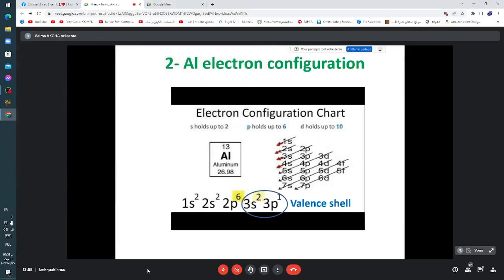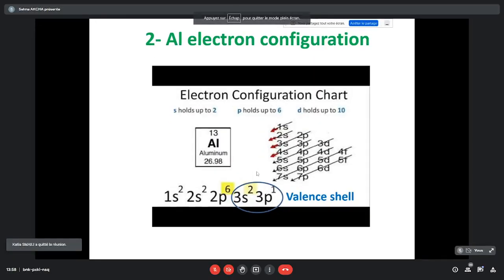Orbitals S and P. Whenever you see S and P, it means that the element belongs to the block P. How do you determine each group? It is very easy. You have to calculate the number of all the electrons on S and P. In this case, we have 3 electrons, 2 on S and 1 on P. 2 plus 1 makes 3.